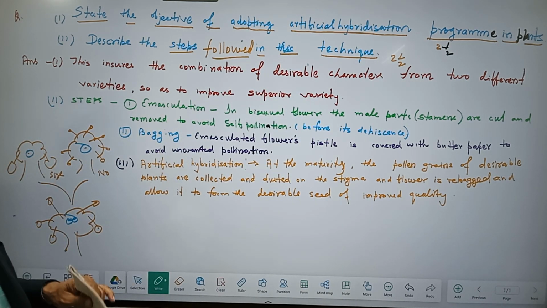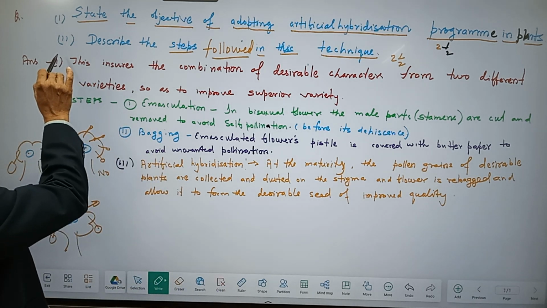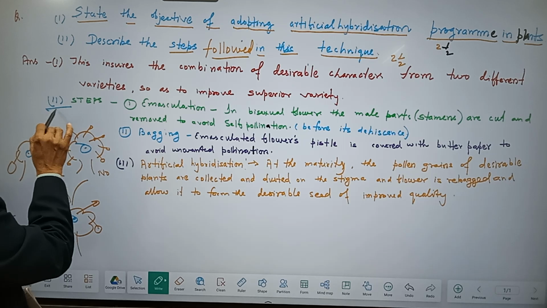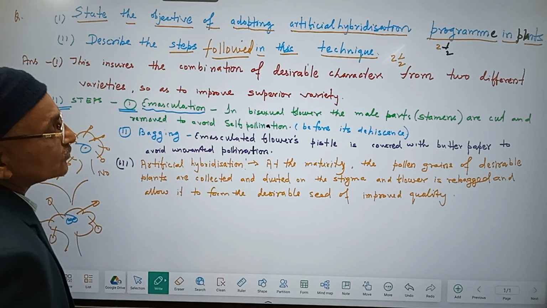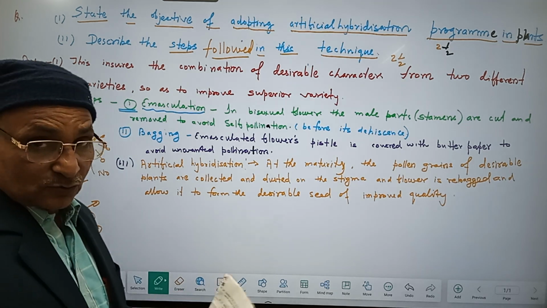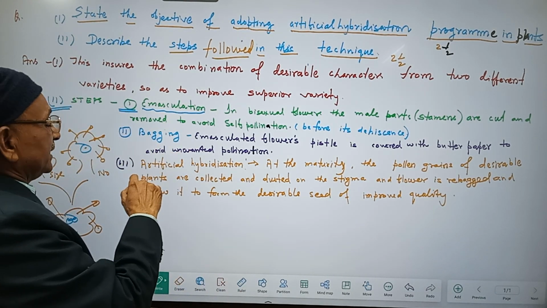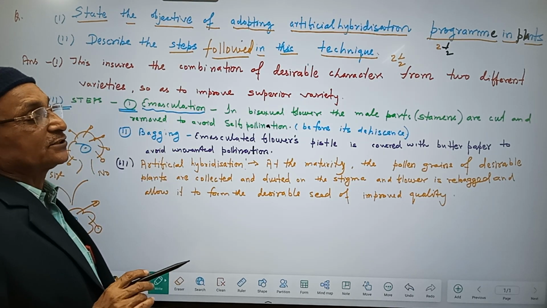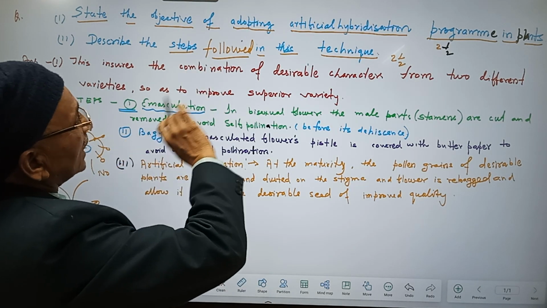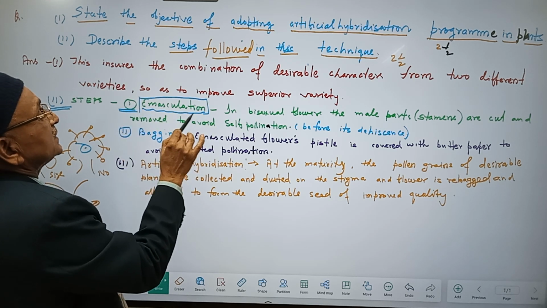Now, what are the steps followed in it? Here are three steps. The first step is emasculation. What do you mean by emasculation? A separate question may be asked, like define emasculation, bagging, or artificial hybridization. These are the three techniques by which we do artificial hybridization.